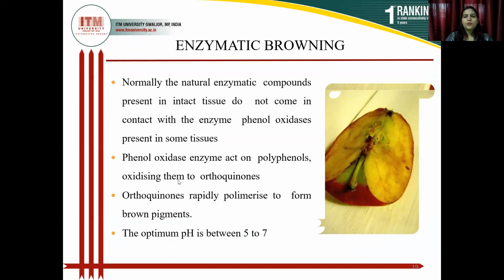Next topic is enzymatic browning. What is enzymatic browning? Normally, natural phenolic compounds present in intact tissue do not come in contact with the enzyme phenol oxidase present in some tissue. Naturally, in whole fruits, the phenol oxidase enzyme is present in some tissues, but it does not come into contact with air, so it is present in an inactive form. But the phenol oxidase enzyme acts as a polyphenol oxidase, converting them to orthoquinone.